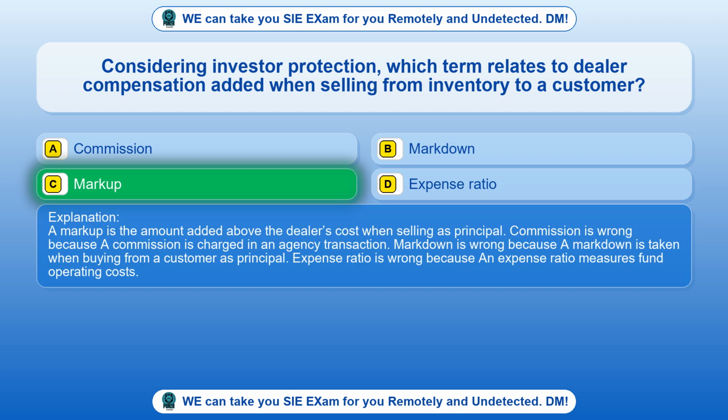A markup is the amount added above the dealer's cost when selling as principal. Commission is wrong because a commission is charged in an agency transaction. Markdown is wrong because a markdown is taken when buying from a customer as principal. Expense ratio is wrong because an expense ratio measures fund operating costs.